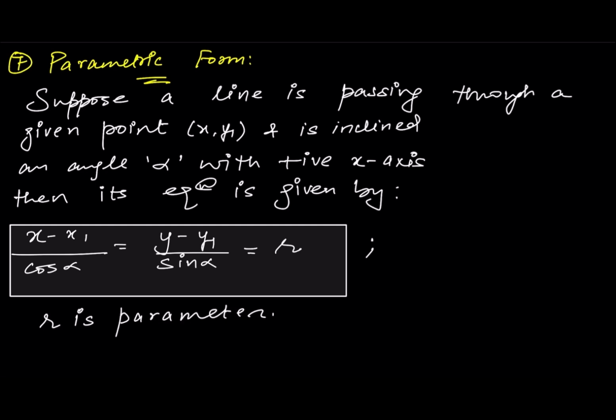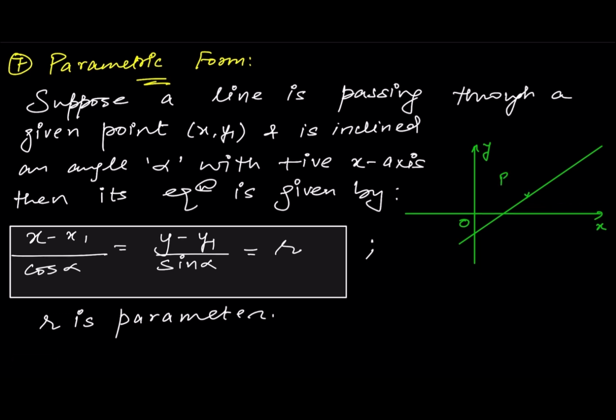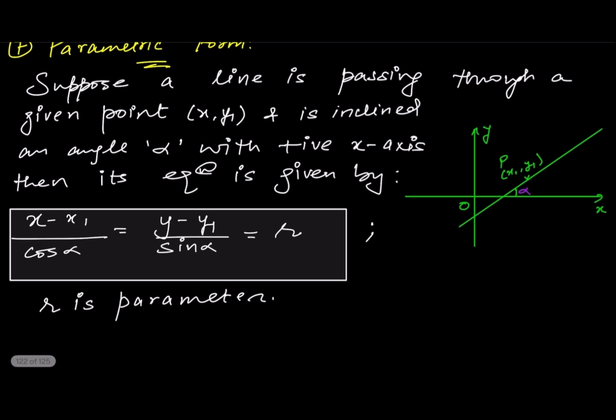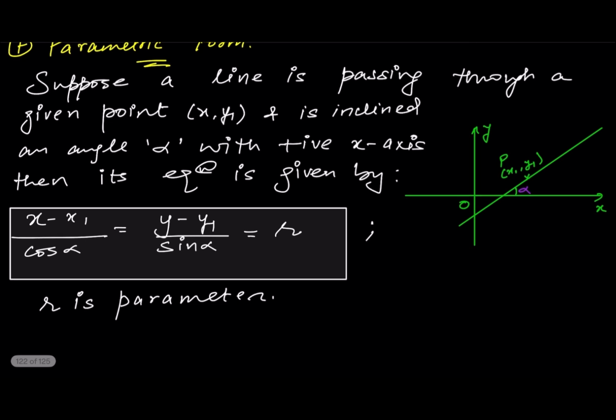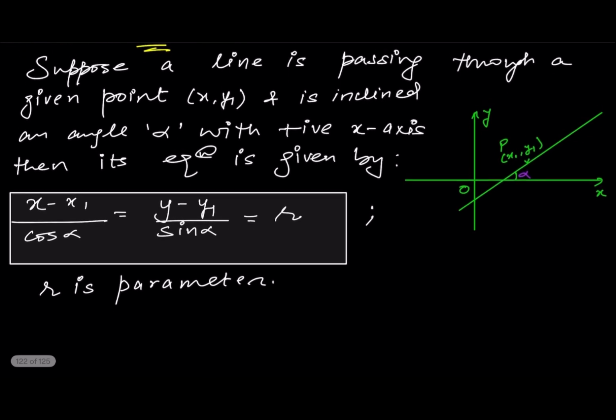What I have said in these lines, I will tell you through a diagram. Now, as a line is passing through a point x1, y1, say the point is here, P(x1, y1), and it is inclined at an angle alpha, this is alpha. So the equation is given by this, right? Now we want its proof. How can we get this form?